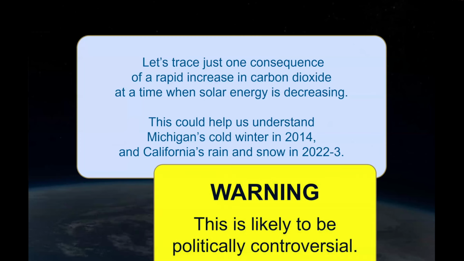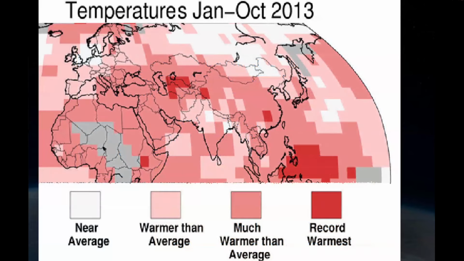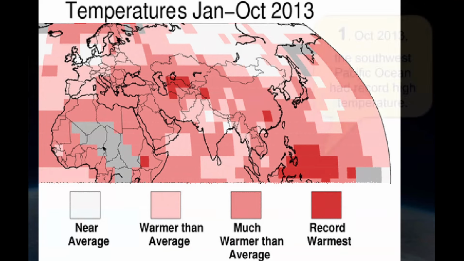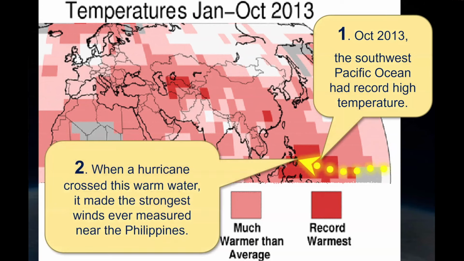Yeah, this is likely to be politically controversial. So be it. I am talking about the science here. The science is that the observed temperature in the Pacific Ocean, look at that, that's just Africa, Europe, Eurasia there. The temperature off the Philippines was record warmth in January to October of 2013. So we've got record warm temperatures here.